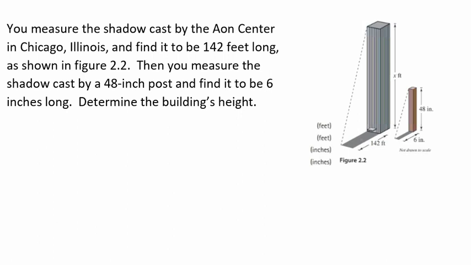In this video, we're going to practice finding the height of a building using mathematical modeling. So you measure the shadow cast by the Aon Center in Chicago, Illinois, and find it to be 142 feet long, as shown in our figure here. Then you measure the shadow cast by a 48-inch post and find it to be 6 inches long. So we want to determine the building's height.